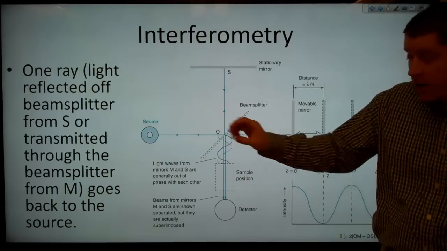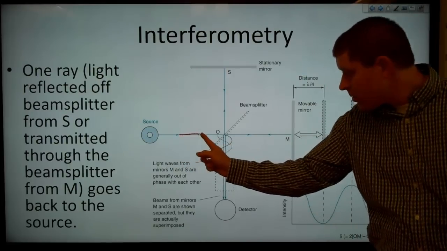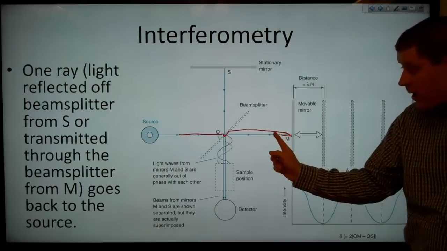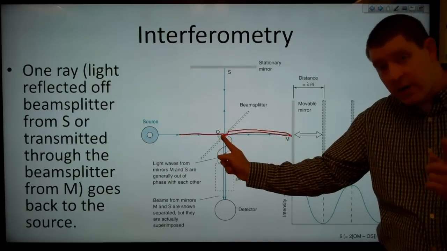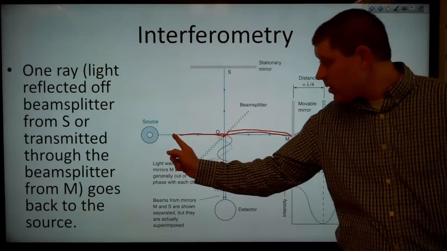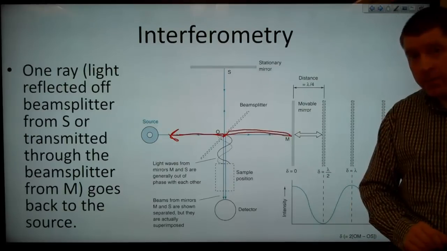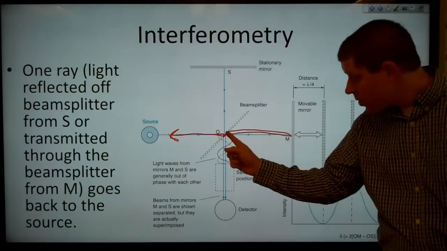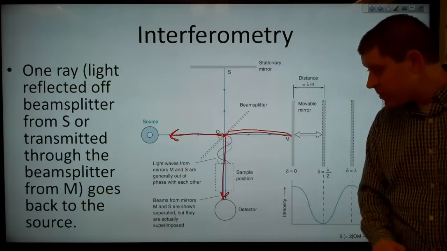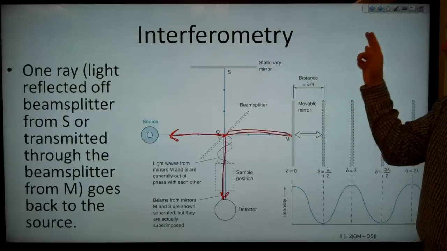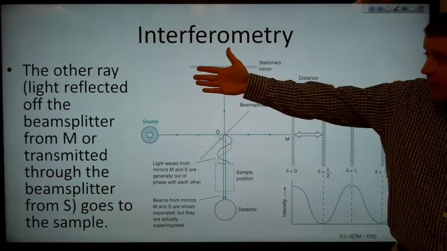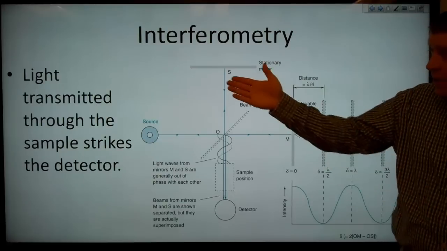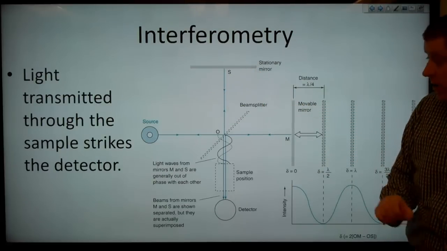The other ray that can go back to the source has come from the source, been transmitted through the beam splitter, hits our movable mirror, goes back, and is then transmitted back through the beam splitter to the source again. The other half of that light coming back from our movable mirror is going to be reflected off the beam splitter and go to our detector. So again, the light goes to our sample, and then to our detector, and light transmitted through the sample then strikes our detector.